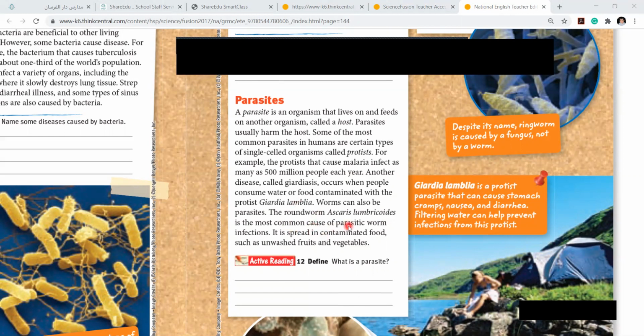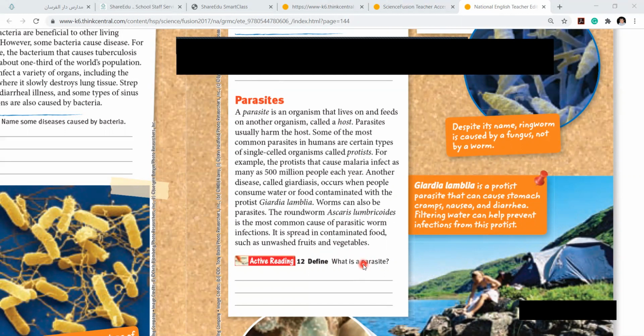So the roundworm, Ascaris lumbricoides, is the most common cause of parasitic worm infection. It's spread in contaminated food, such as unwashed fruits and vegetables. When we don't wash fruits and vegetables before cooking, or some of them we don't cook, like cucumber or carrot, they can get contaminated.